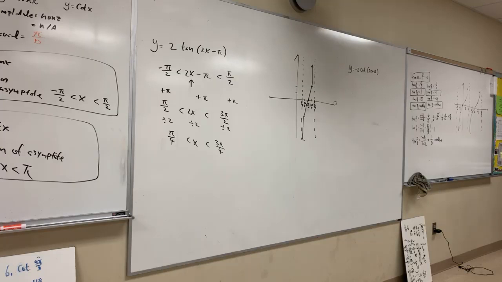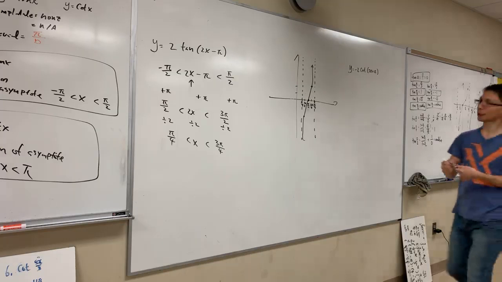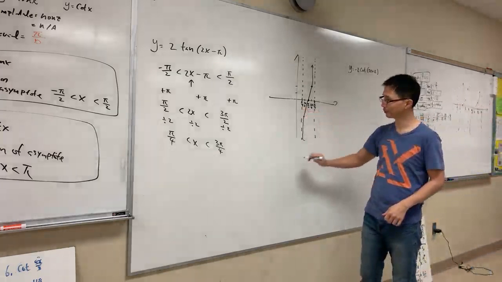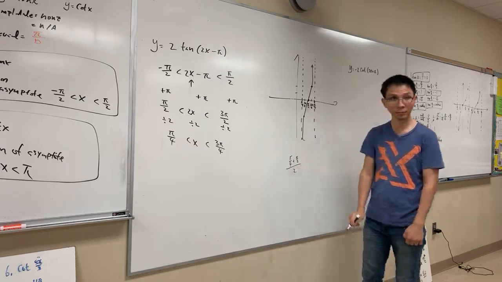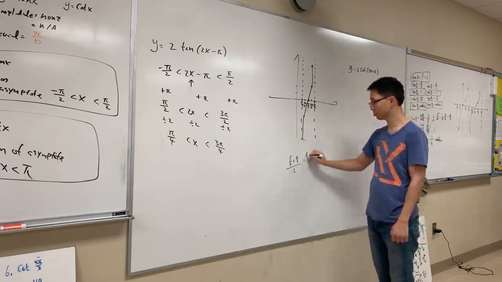Good question, how do you get 3 pi over 8? You think about it as the middle of 1, 2, 3. Midpoint.